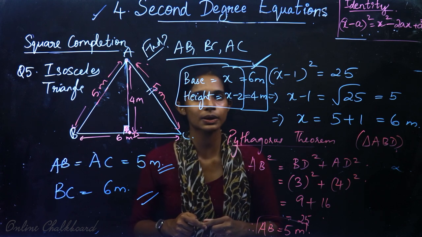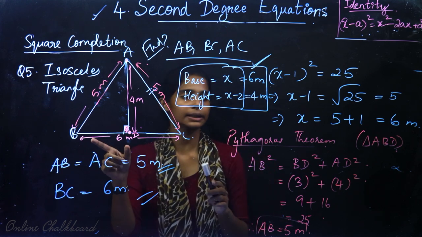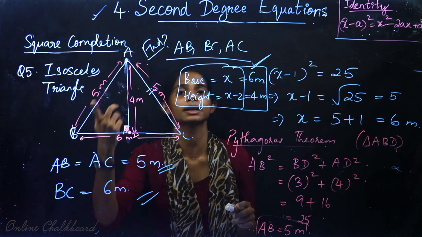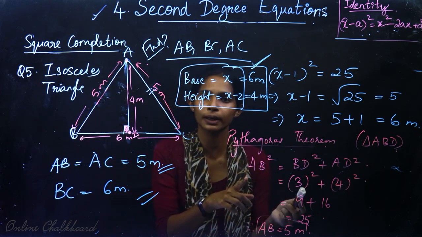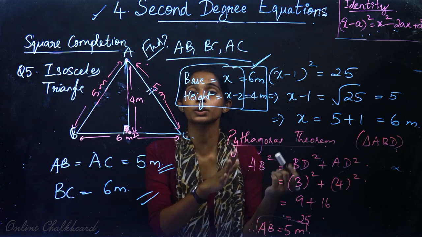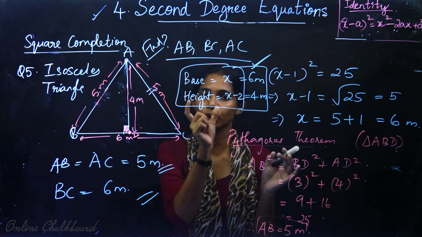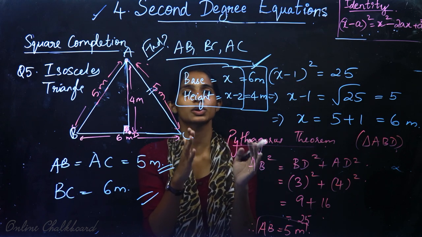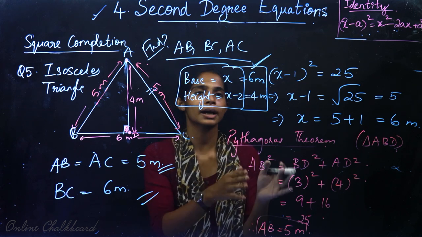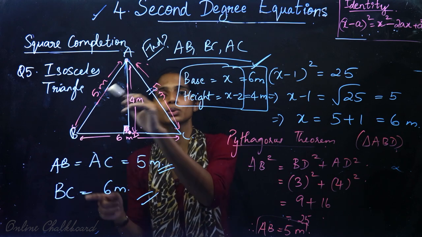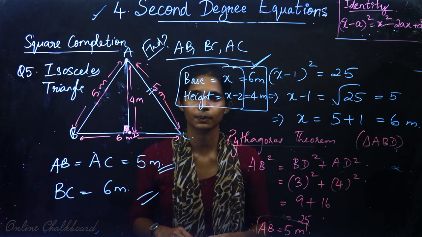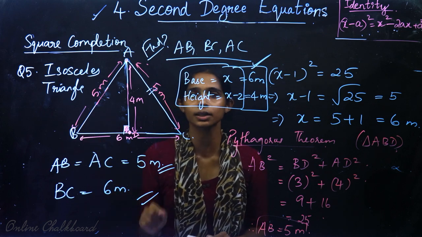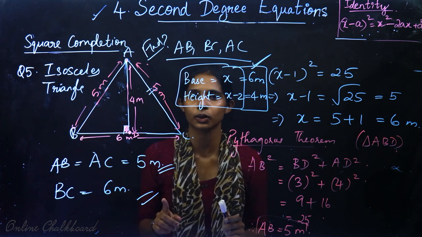Okay, now the question is clear. What do we do here? We write the base and height in terms of x. We convert the area to the formula and substitute it. We get the equation, a second degree equation, and we use completing the square. Using the value of x, we use Pythagoras theorem to find the sides. Okay, so I hope this question is clear. Now, we have to do question number 6.